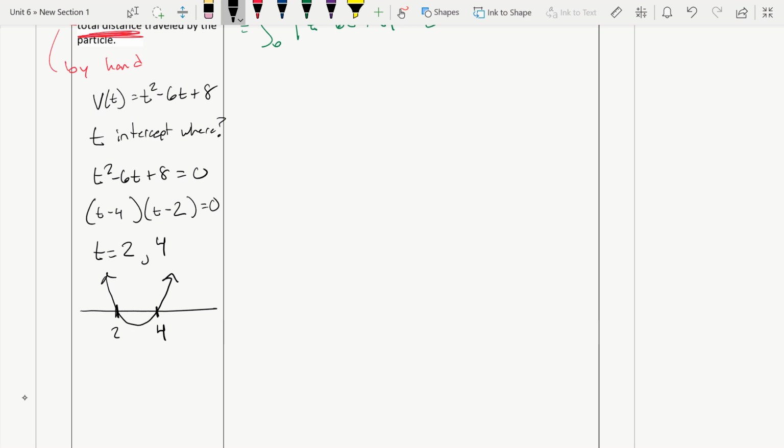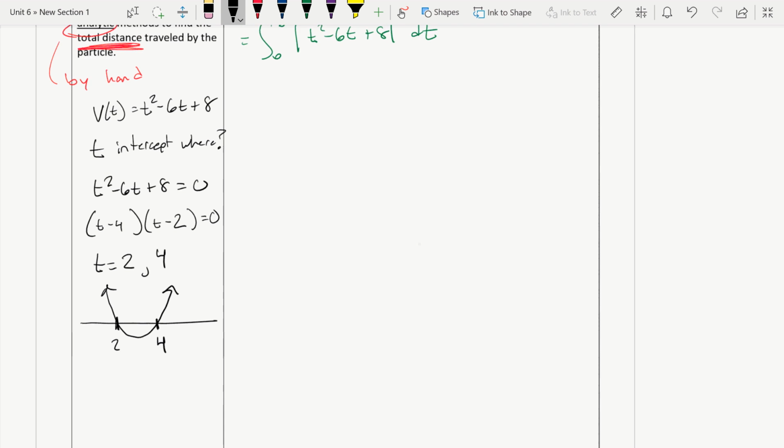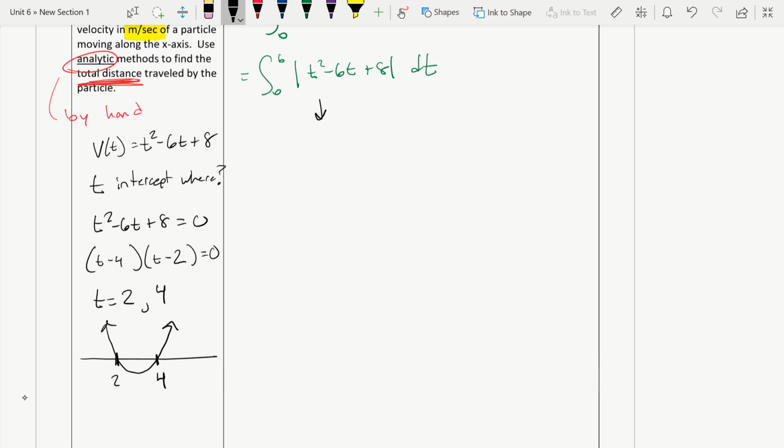So here's what we're going to do, guys. We're going to split up this integral. We can keep the regular integral from 0 to 2 of the velocity function, because it's going to be giving us positive area there. Here's 0, so we're going to get positive area up until 2.